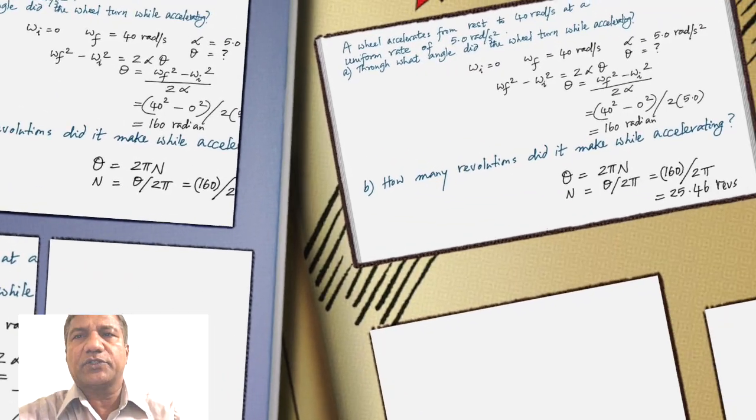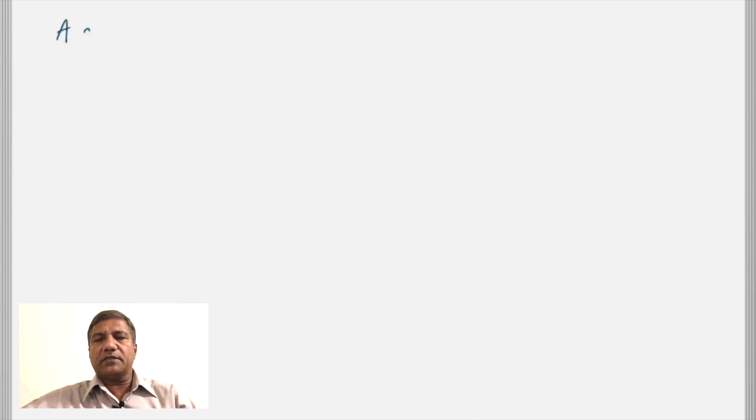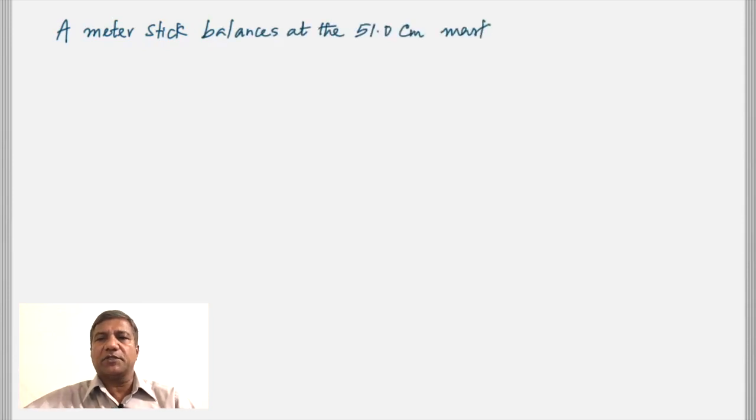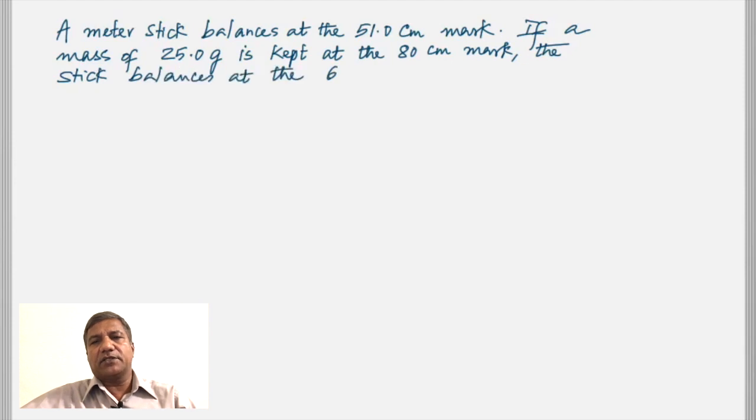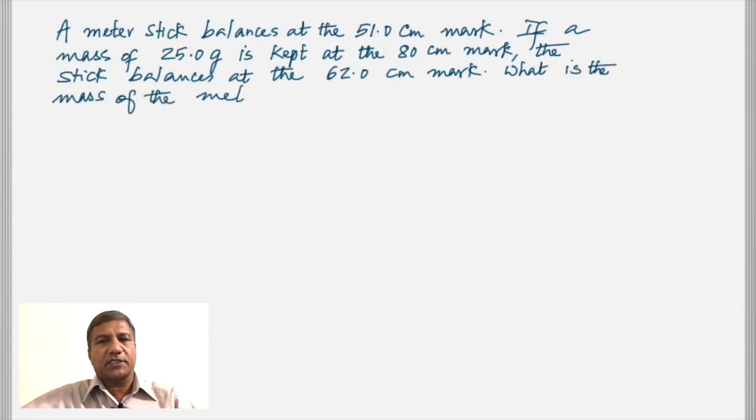So when we rearrange that and make n the subject, we get 160 by 2 pi, which gives 25.46 revolutions. In this question, the next one, there is a meter stick which balances at the 51.0 centimeter mark. But if a mass of 25 grams is kept at the 80 centimeter mark, now the stick balances at the 62.0 centimeter mark, and you have to find the mass of the meter stick.